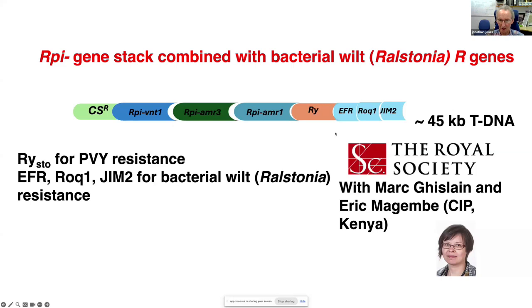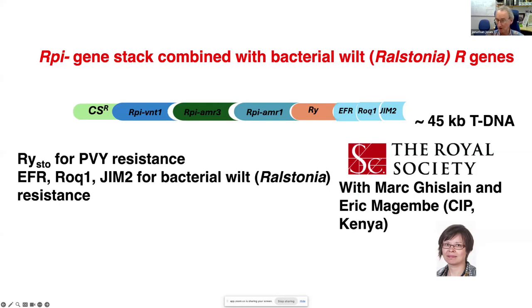So this is now a construct we made that carries a lot of immune receptor genes. These 3 here I'll come back to for late blight resistance, RY I've told you about for PVY resistance, and these 3 genes for bacterial wilt resistance. So EFR is a surface receptor from Arabidopsis that detects bacterial EF-Tu, a detection capacity that is absent from the Solanaceae. And these 2 genes are from Nicotiana benthamiana.